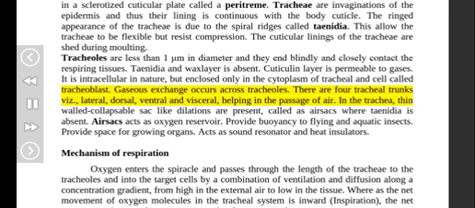There are 4 tracheal trunks, viz. lateral, dorsal, ventral and visceral, helping in the passage of air. In the trachea, thin-walled collapsible sac-like dilations are present, called air sacs, where taenidia is absent. Air sacs act as oxygen reservoir, provide buoyancy to flying and aquatic insects, provide space for growing organs, and act as sound resonator and heat insulators.